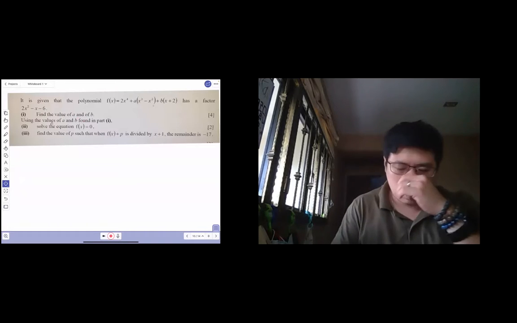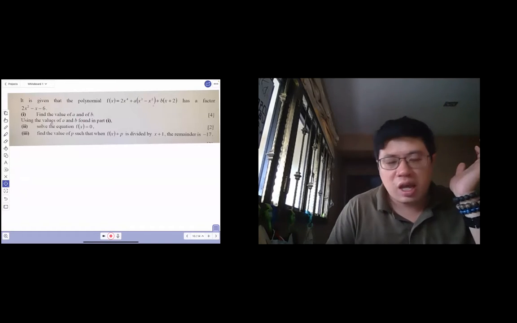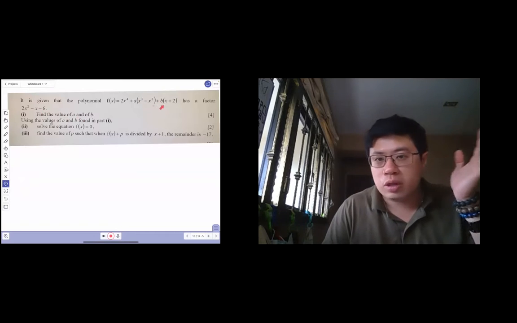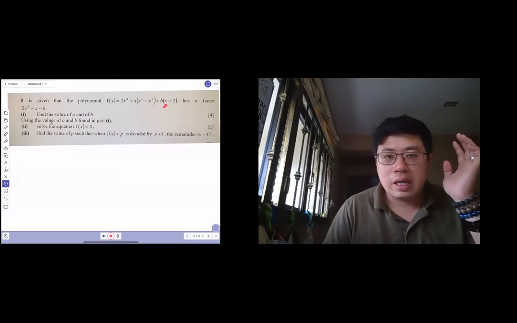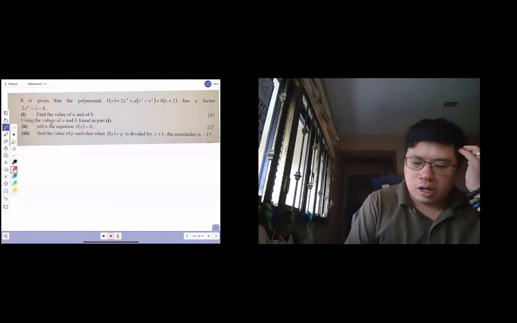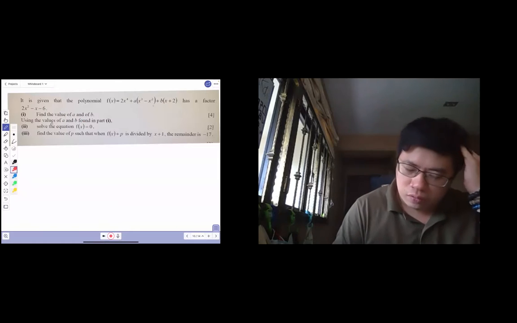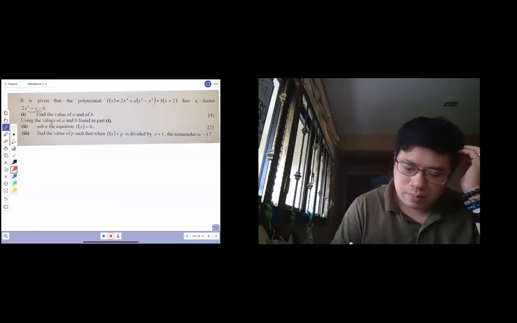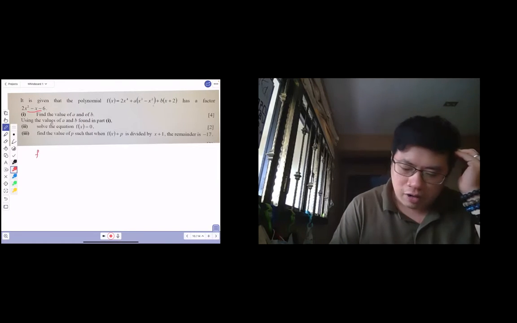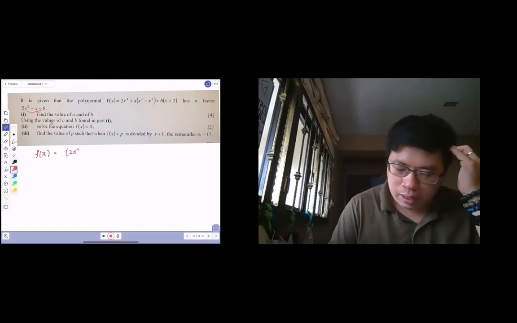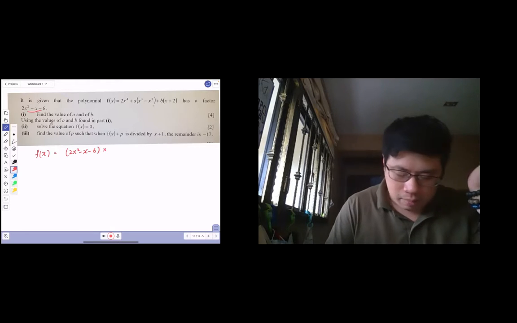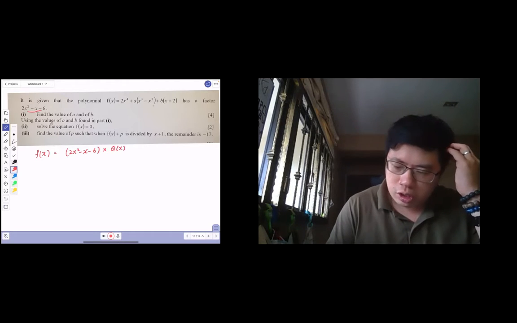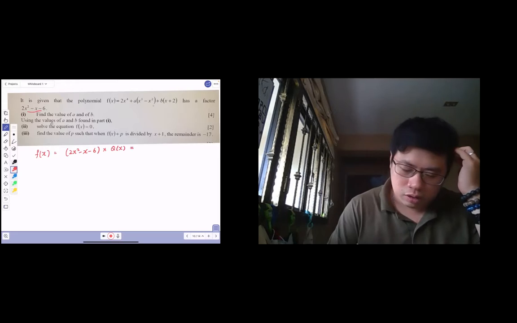So do not make the mistake of substituting x equals 0 or x equals minus 2, because that may not give you 0. Now, this f(x): if it has a factor of 2x squared minus x minus 6, that means I can say that my f(x) is equal to 2x squared minus x minus 6, my divisor, multiplied by some quotient.